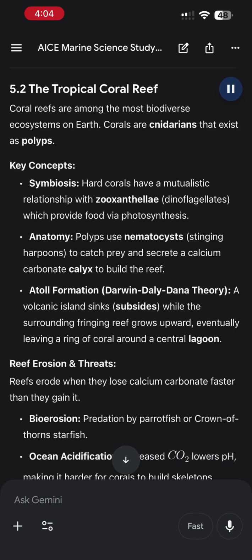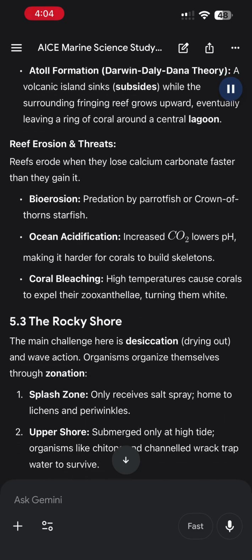Anatomy. Polyps use nematocysts, stinging harpoons, to catch prey and secrete a calcium carbonate calyx to build the reef. Atoll formation. Darwin-Daly Dana theory. A volcanic island sinks, subsides, while the surrounding fringing reef grows upward, eventually leaving a ring of coral around a central lagoon. Reef erosion and threats.